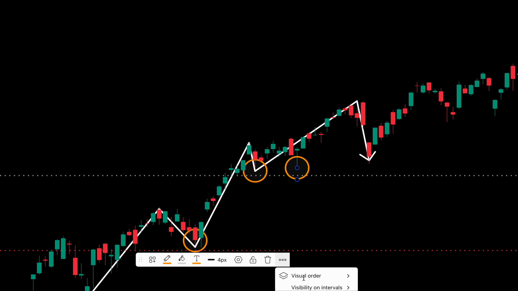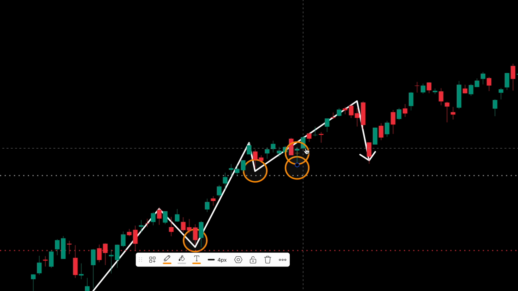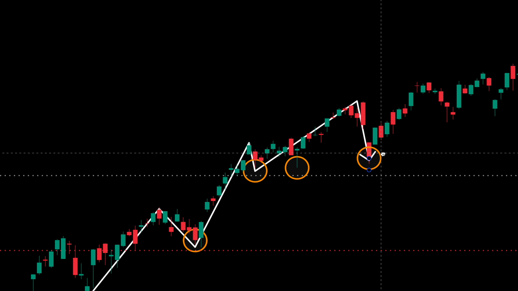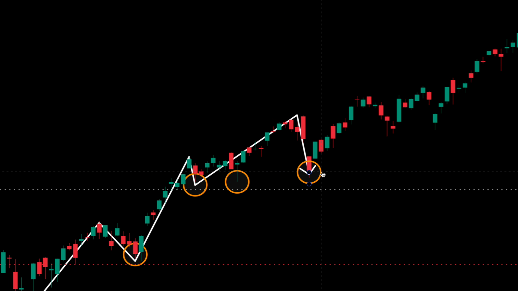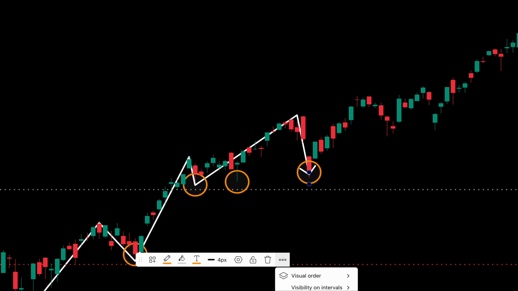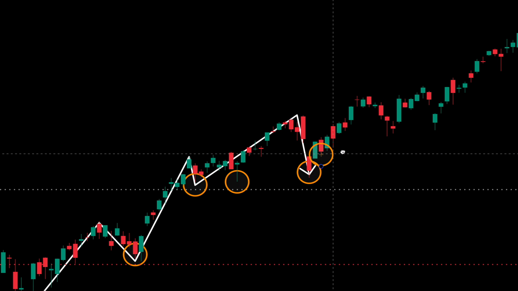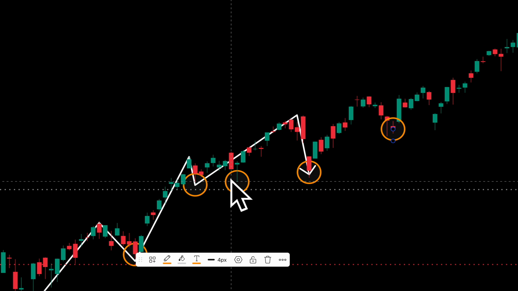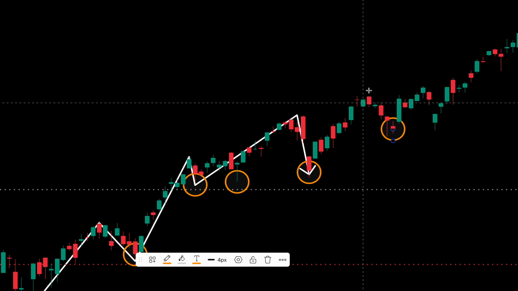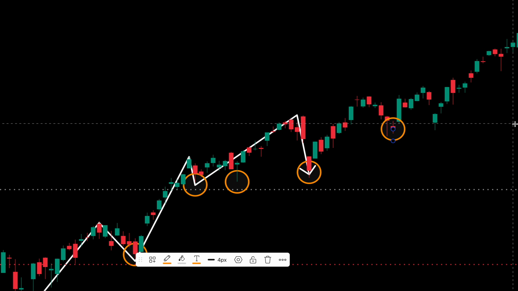Okay. So equal low right here. This is a higher low. This low is actually higher than these two equal lows. Okay. Where's another higher low? Higher low. Boom. And if you notice, after each equal low or higher low, price gives us a nice move to the upside. That's good money right there.